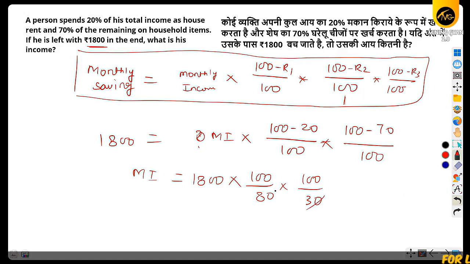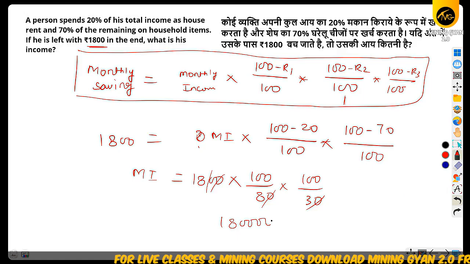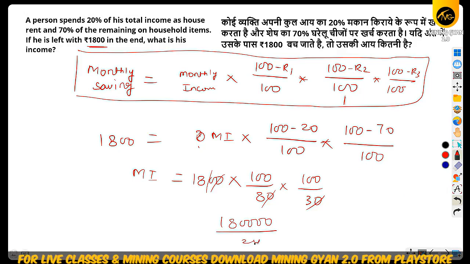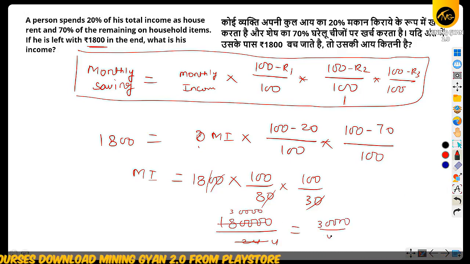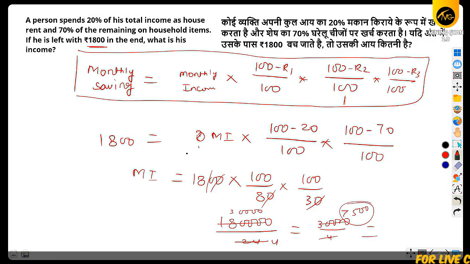So 30,000 divided by 4. Now you can say that it is 7500. So 7500 is his monthly income.